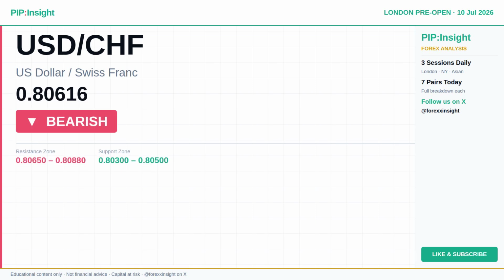Dollar Swiss. The chart is showing bearish structure on this session. The 4-hour trend is to the downside and the 1-hour is also pointing lower. Resistance is marked between 0.8065 and 0.8088. Support is marked between 0.803 and 0.805. Here is the full chart breakdown.